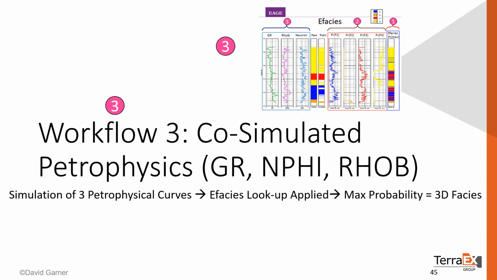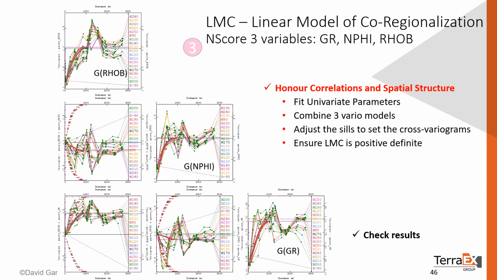Okay, so the final workflow is co-simulating petrophysics, and there it's just a direct use of the gamma, density, neutron, 3 curves. We simulate in 3D and then apply the Electrofacies model that was stored from the Mo code. And so we set up a full linear model, a co-regionalization. We applied a normal score transform first.